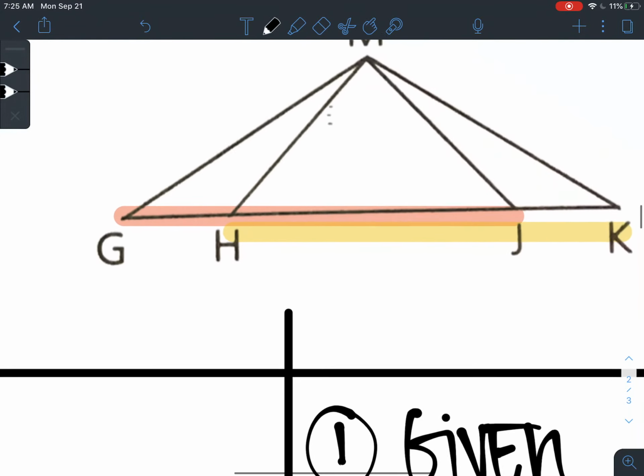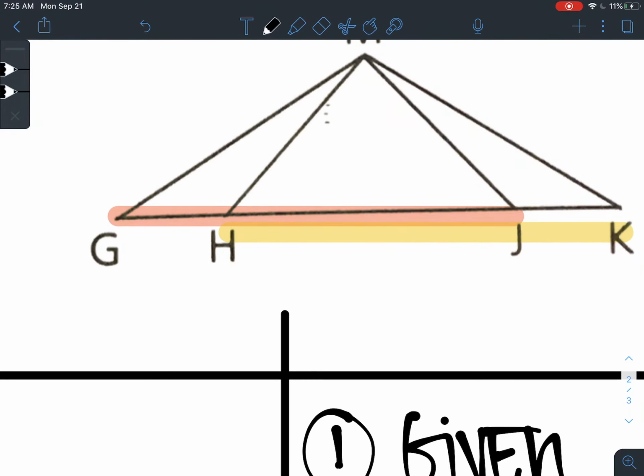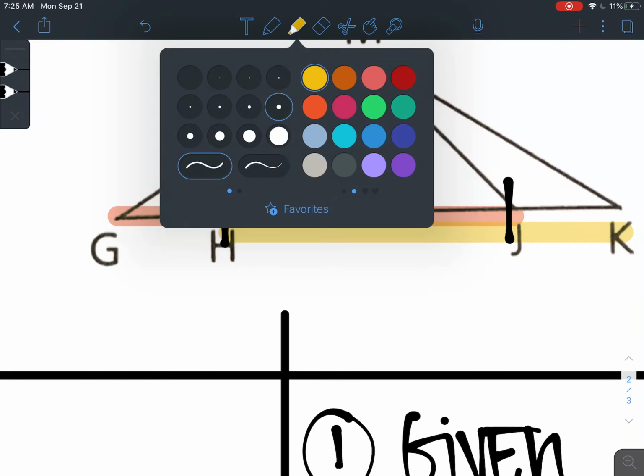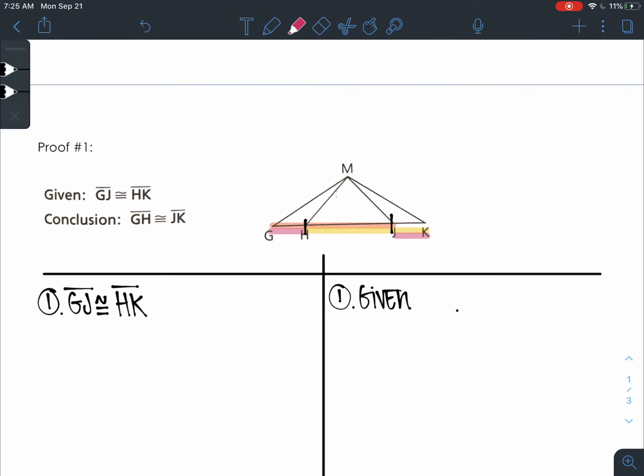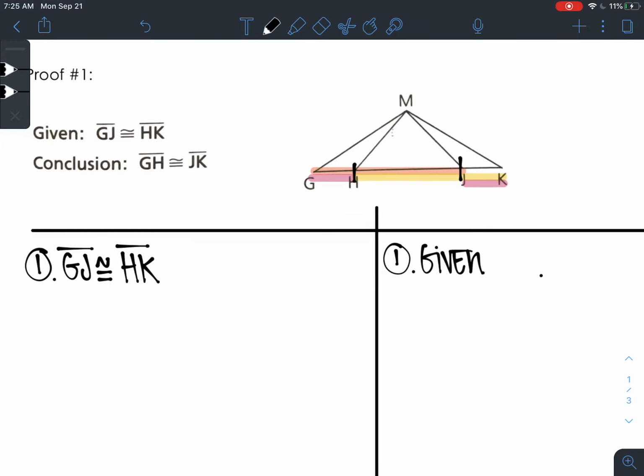So if we're given that the full segment of GJ is congruent to this full segment of HK, what segment do they both have in common? Well, they both have this HJ in common, right? So what we're trying to prove then is that this segment of GH is congruent to this segment of JK, okay? Now, let's go ahead and take a look at what we're given.